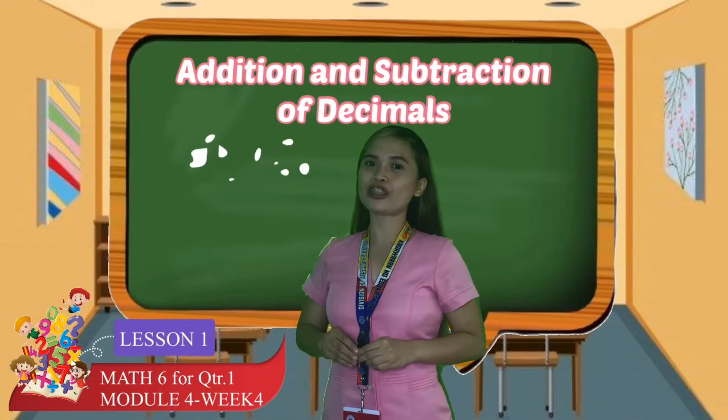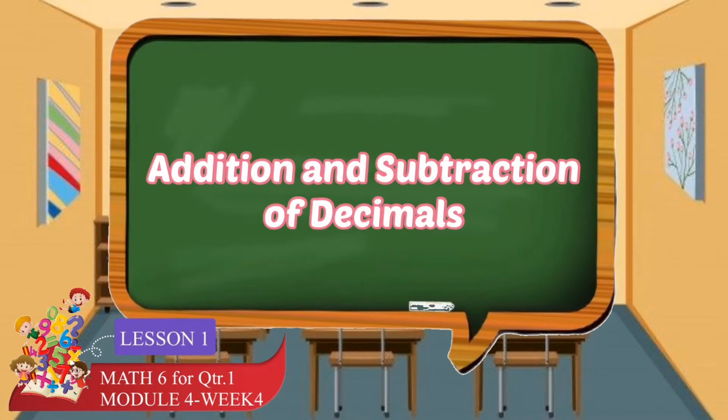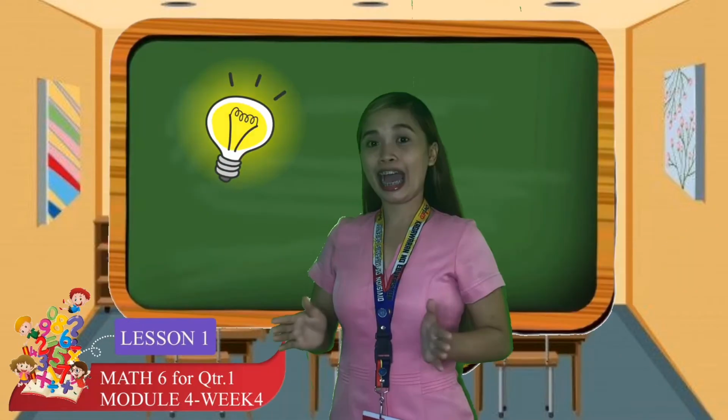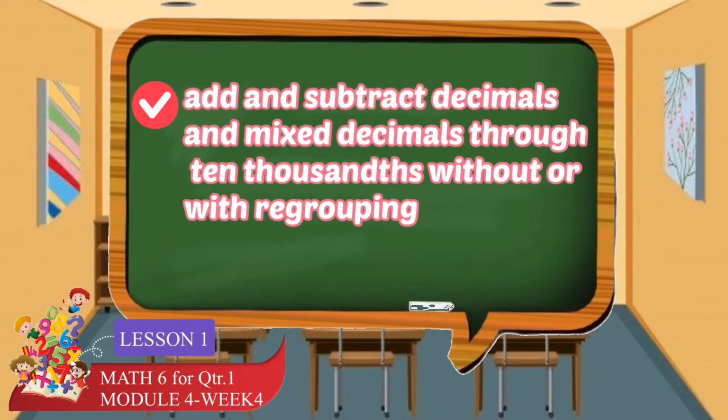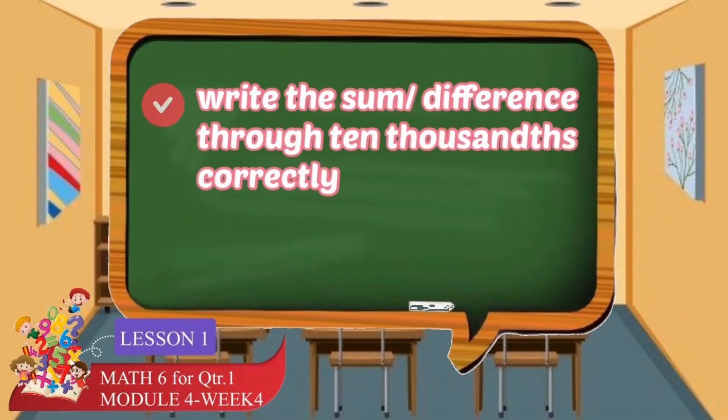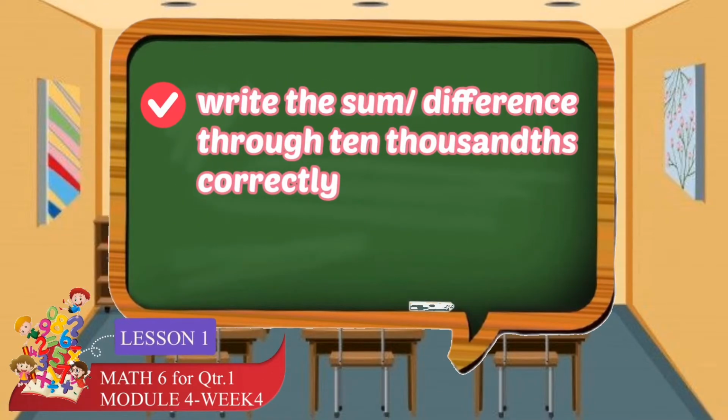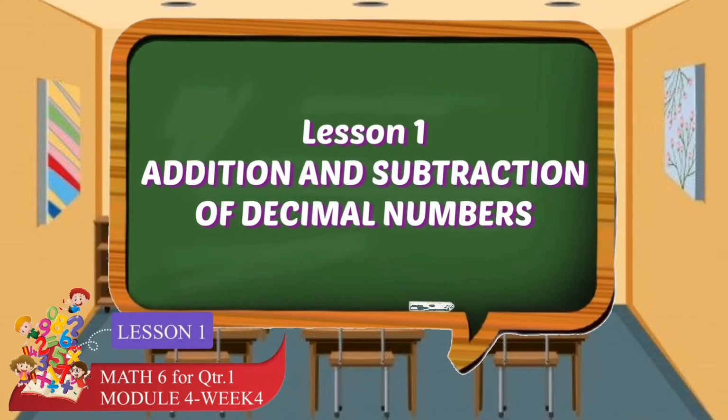Today we'll have addition and subtraction of decimals. After this lesson, you are expected to first add and subtract decimals and mixed decimals through 10,000s without or with regrouping. Second, write the sum or the difference through 10,000s correctly. For lesson 1, we'll have addition and subtraction of decimal numbers.